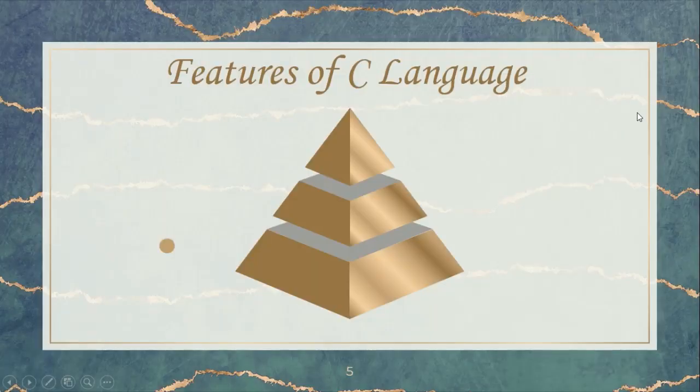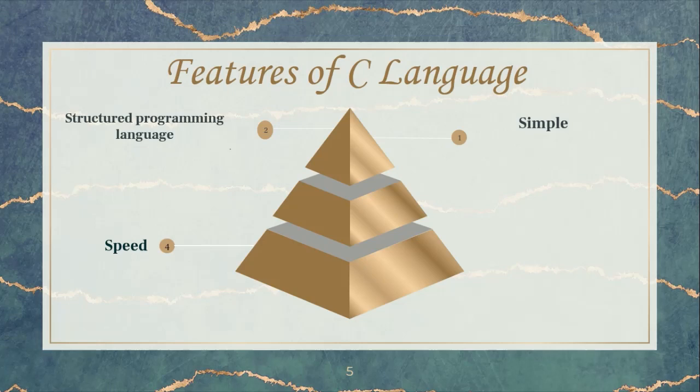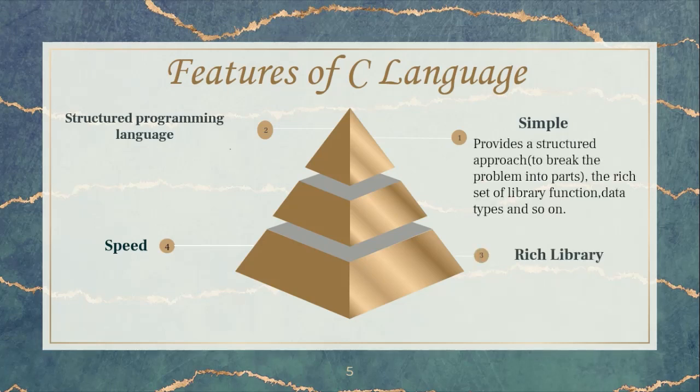I will explain 4 features of C language. The first feature is simple, the second one is structured programming language, the third one is speed, and the last one is rich library. First one, we look at simple. C is a simple language that provides a structured approach to break the problem into parts, with a rich set of library functions, data types, and so on. It means if we have a big problem to solve, we can divide the problem into smaller parts, solve them separately, and integrate them into one big solution.